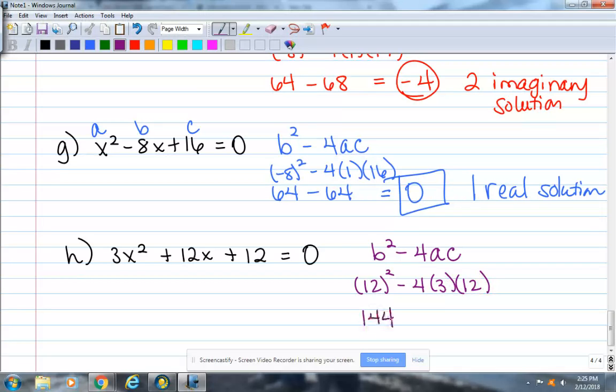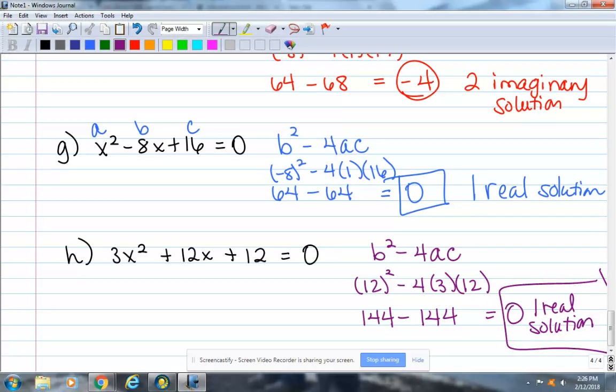144. What's negative 4 times 3 times 12? 144. Positive or negative? Negative. It matters, doesn't it? Because if I add 144, I'll have a positive number. And if I subtract 144, I get 0. So what kind of solutions do I have? One real solution. Now, we didn't get one with a positive answer, but what do we say if we have a positive number for our discriminant? 2 real solutions. All right, that is the end of section 3.8. Also the end of section 4.8. That is also the end of chapter 4 for the solving equations part 1.